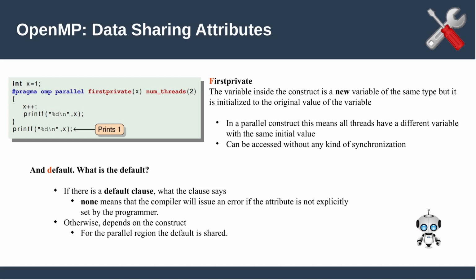Firstprivate variables in OpenMP are initialized to the original value, allowing each thread to have its own copy without synchronization. The default data sharing attribute depends on the construct. For parallel regions, it's shared unless specified otherwise. If none is set, the compiler requires explicit attribute settings by the programmer.